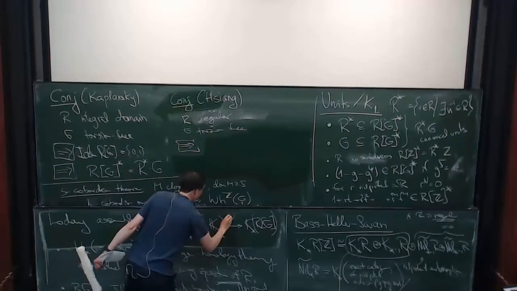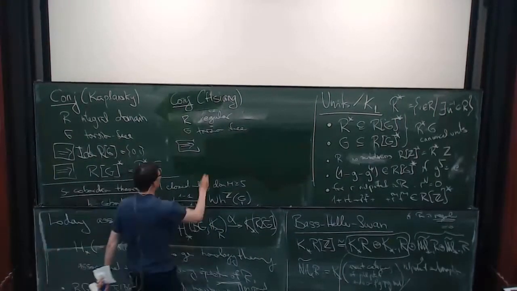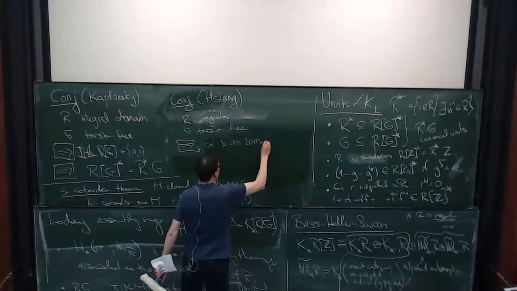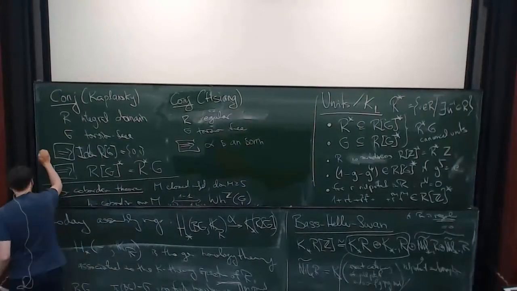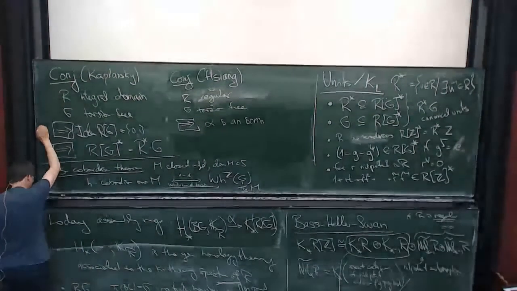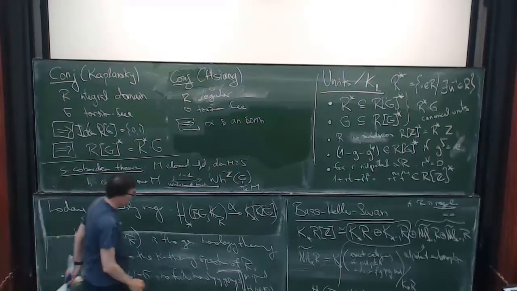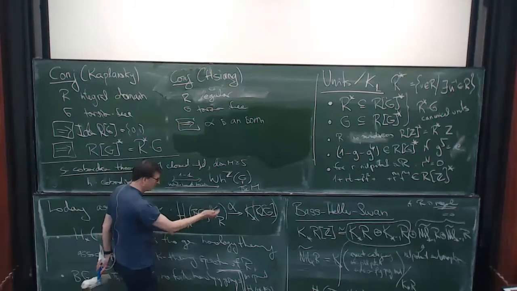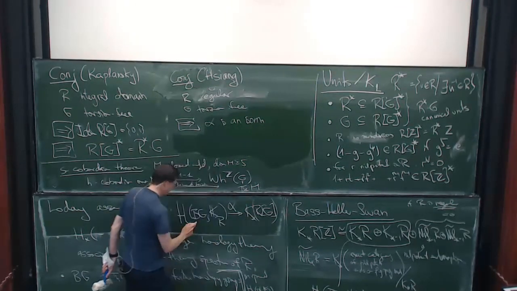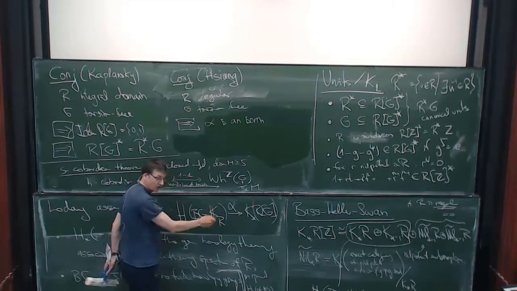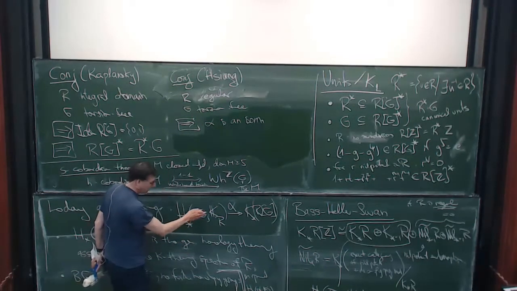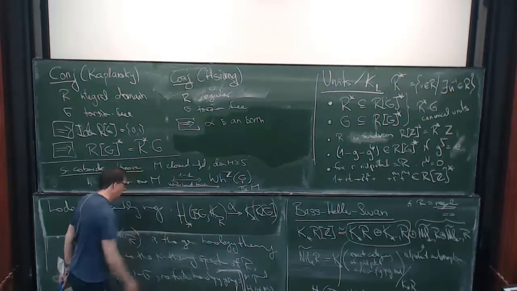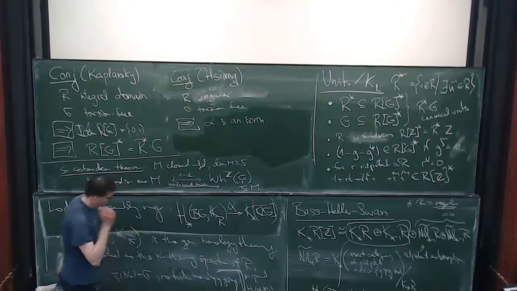This is the Lück assembly map, and the claim is alpha is an isomorphism. So the claim is we can compute the K-theory of the group ring by computing this homology group. And you should think of this as being easier, because it splits up the group ring into an ingredient that comes from the ring, the coefficients, and the homology of the group on the other side. Because we have tools to compute generalized homology, we have a chance of getting our hands onto this.